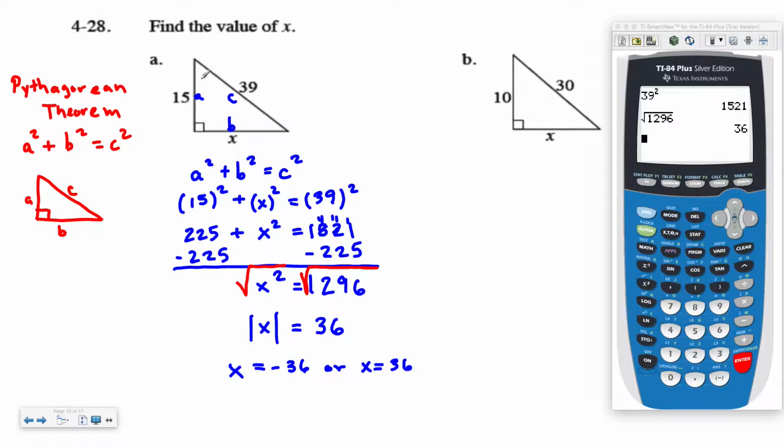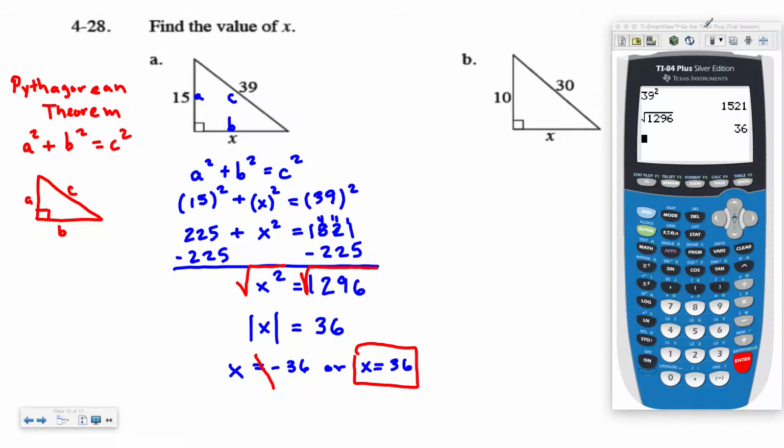Now, we also know that we're talking about the length of sides here. There's no way we could ever end up with a negative value. It does not make sense in the context of the problem. There are no negative distances. So negative 36 is what we would consider to be an extraneous solution because it does not fit the situation here. So our final answer for this would be x equals 36. If you want, take it and plug it back in to check and make sure that it works.